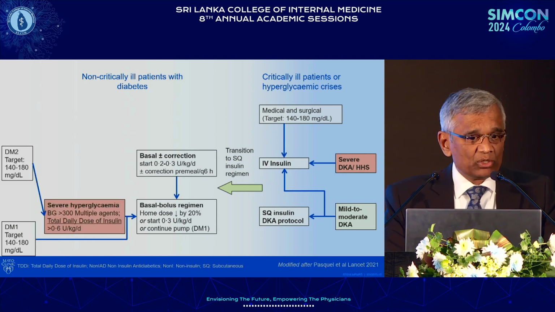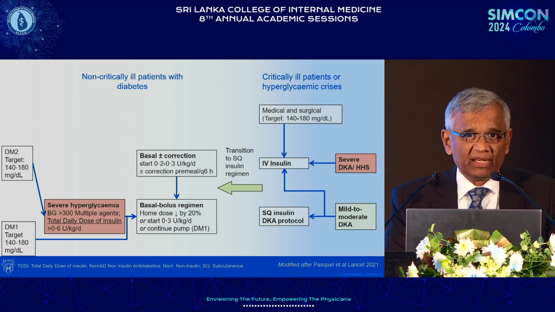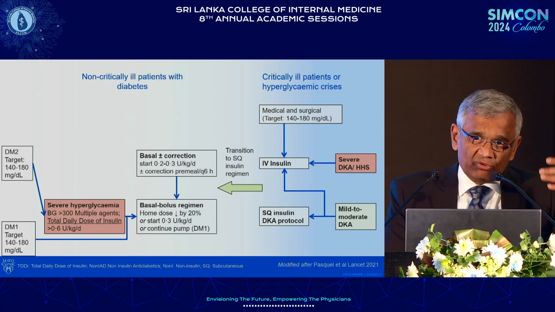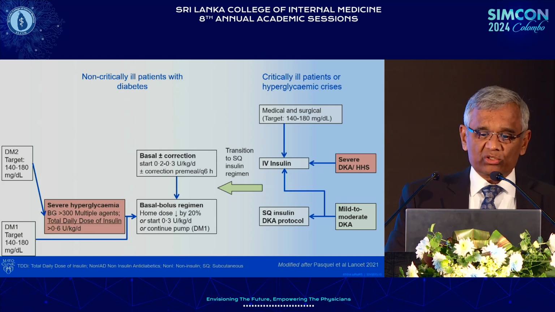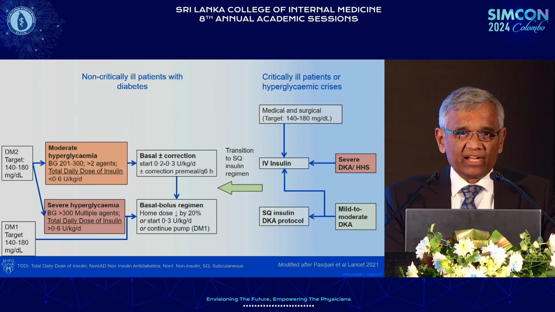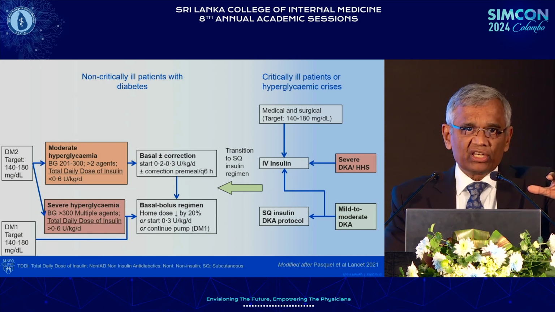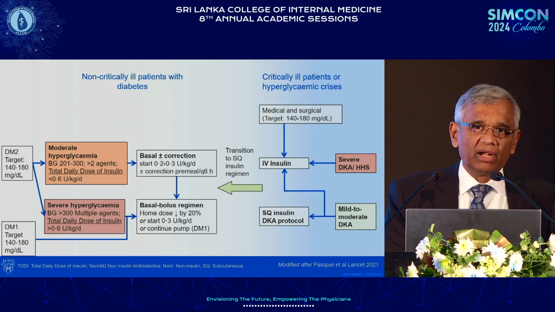If it is type 2 diabetes with severe hyperglycemia, glucose more than 300 milligram per deciliter, or if the patient is already using large doses of insulin, we use basal bolus insulin plan. If on the other hand it is moderate hyperglycemia, 200 to 300 milligram per deciliter, and the total daily dose is not very high, we use basal plus correction, and if that doesn't work, we can go to multiple daily insulin plan.